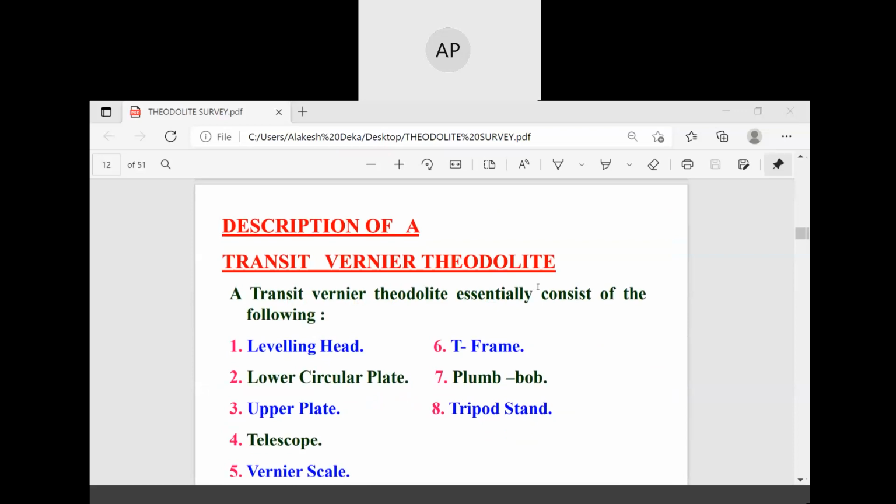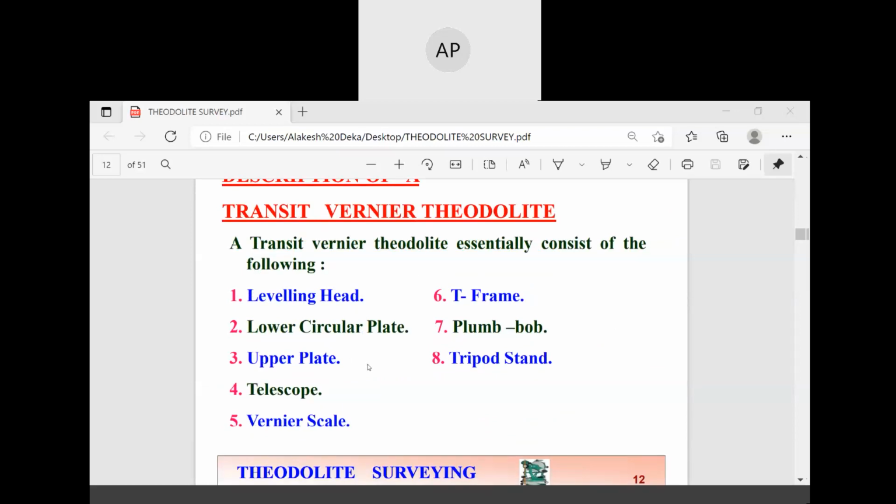So the transit theodolite consists of these parts: leveling head, lower circular plate, upper plate, telescope, vernier scale, T-frame, plumb bob, and tripod stand.